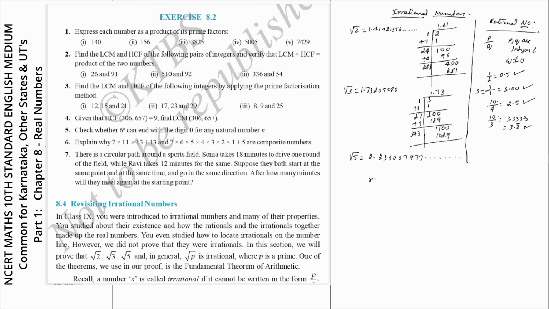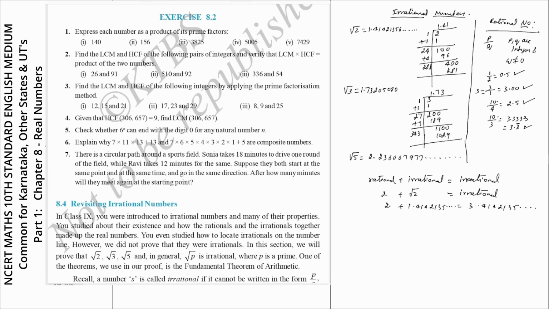Now if you add a rational number and an irrational number, what will you get? If you add a rational number plus an irrational number, you will get an irrational number only. So for example, root 2 is an irrational number and 2 is a rational number. If you add these two, you will get an irrational number only. The value of root 2, just now we saw, is 1.41422135. 2 is just 2. If you add, you will get 3.41422135, and this is an irrational number.